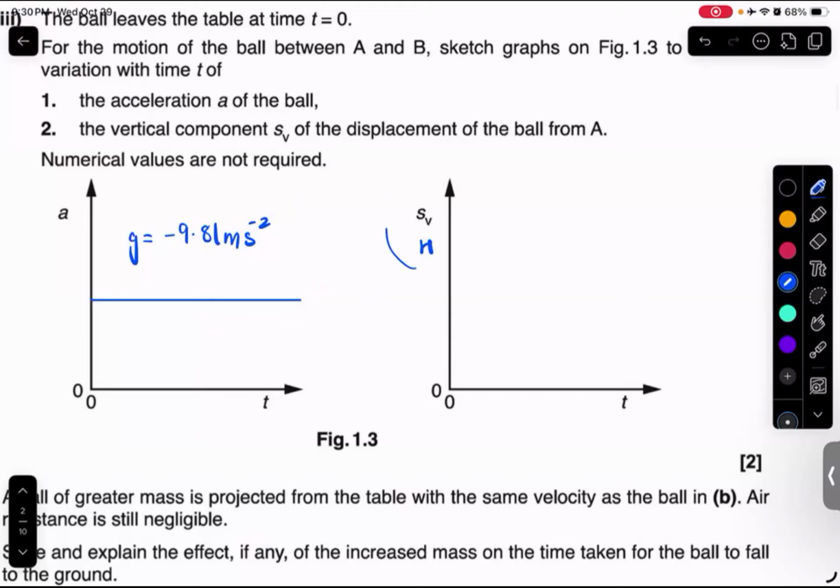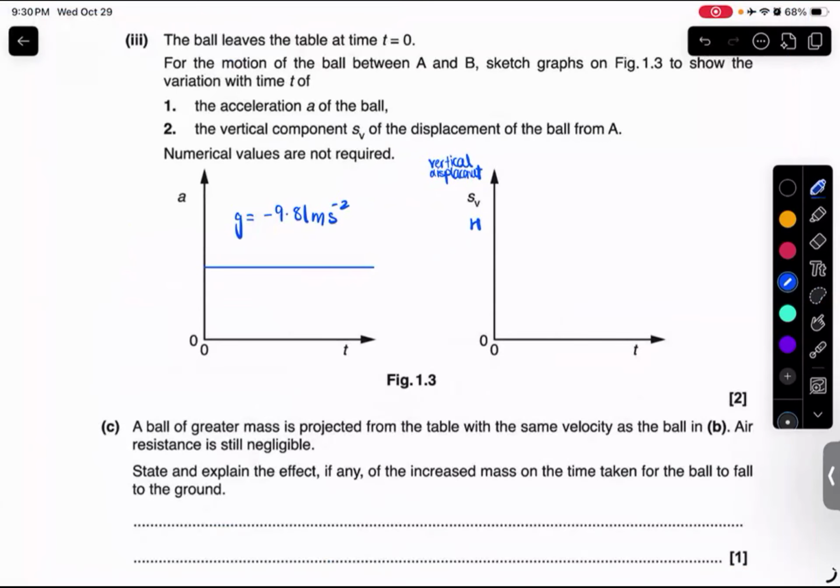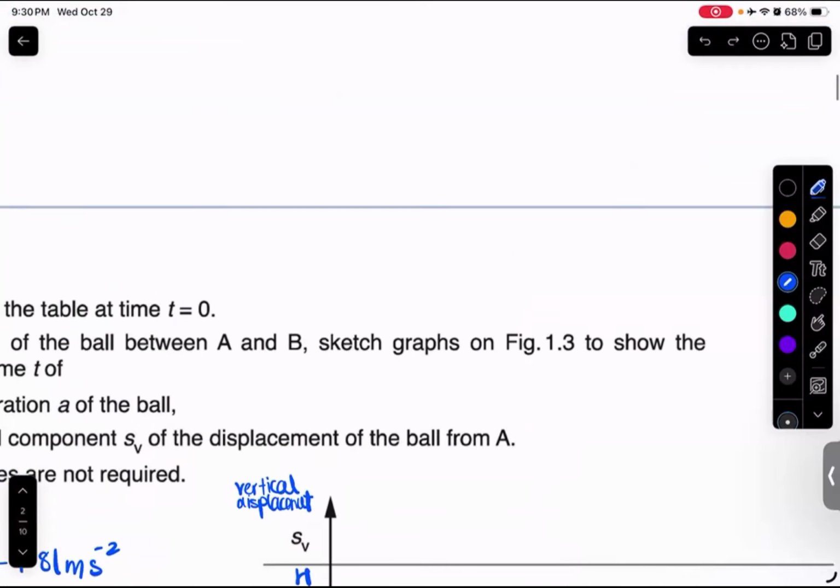What should be the graph for vertical displacement? Vertical displacement, SV. I also think it's a decreasing one. Like this? Oh, sorry, like this? Okay. Yes, Ares, any suggestions? What do we do?